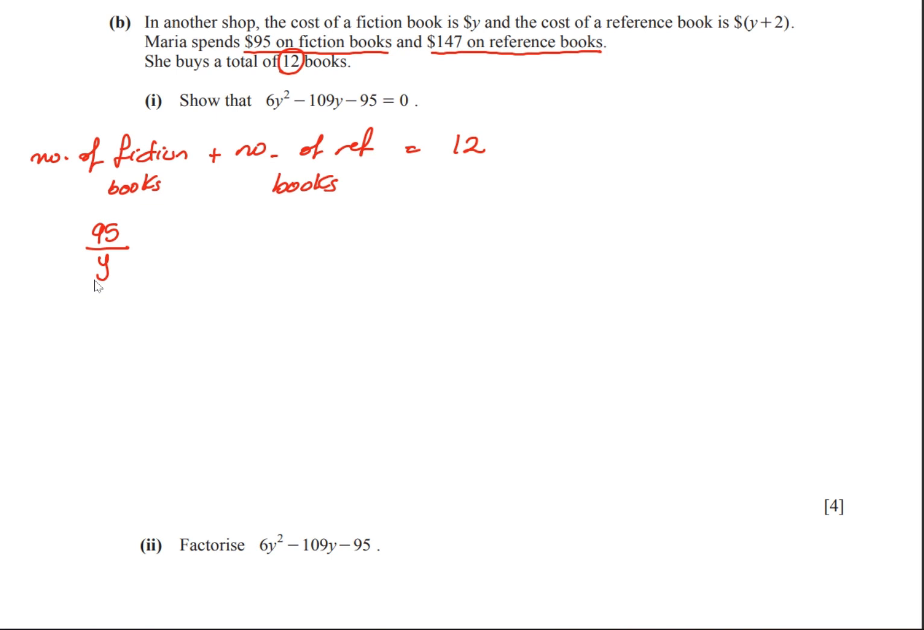The same here. I have the total amount of fiction books, which is 95, divided by y, which is the cost of one fiction book, plus. Same here for the reference.